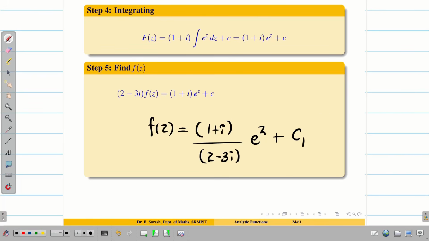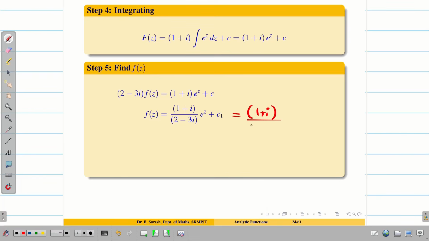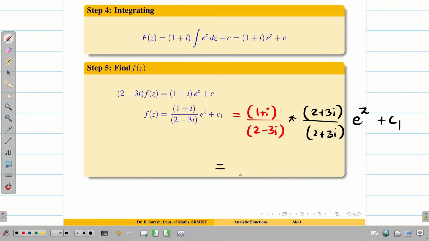Now we cannot keep the complex number in the denominator, so we can simplify this f of z by multiplying and dividing by 2 plus 3i. So (1 plus i) divided by (2 minus 3i). We know that (a plus ib) into (a minus ib) is a square plus b square. So we get 2 square plus 3 square, e power z plus c1.